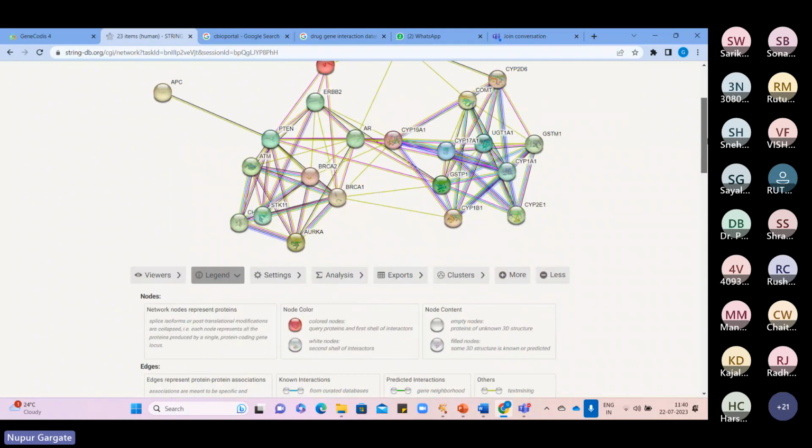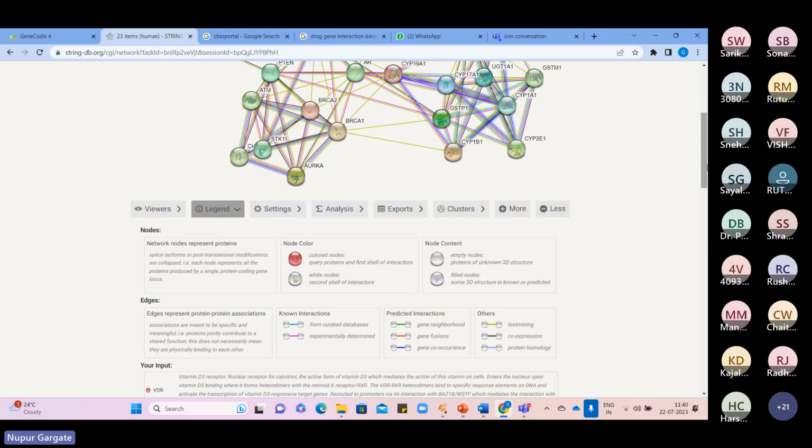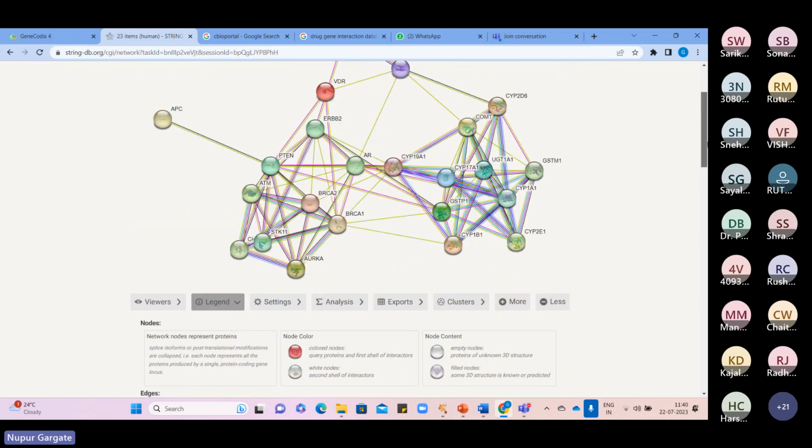We can see here that there are links present between these nodes, and they all have different colors. That also has a significance. For example, when there is a blue color present between two nodes, it shows that that interaction is derived from a curated database. When we see a pink color present between two nodes, the genes are linked to each other because they're experimentally determined, and so on. This is what the network looks like.